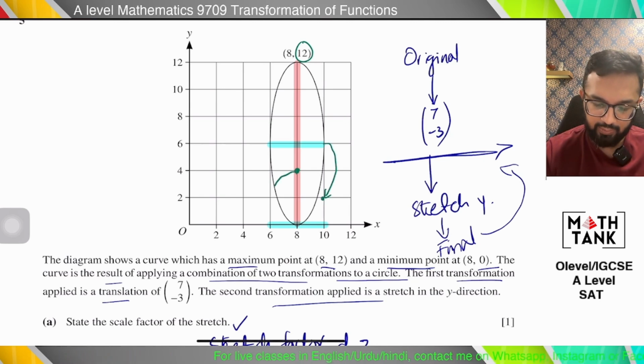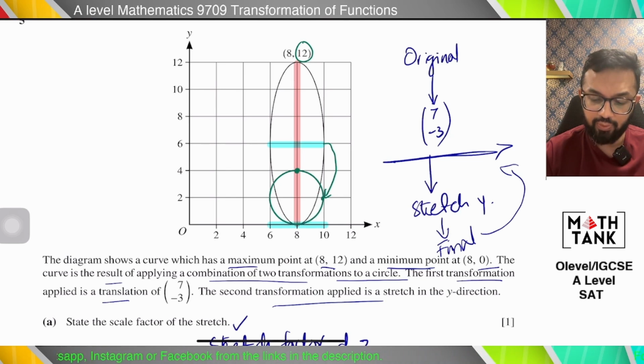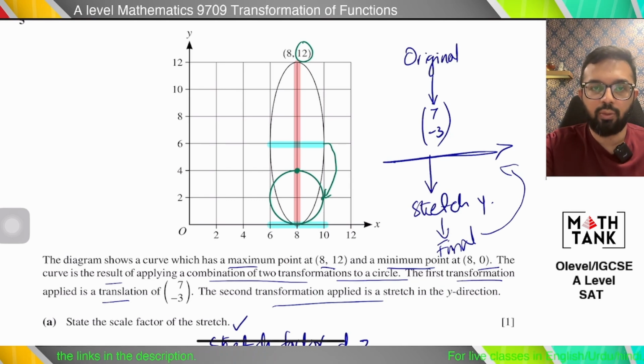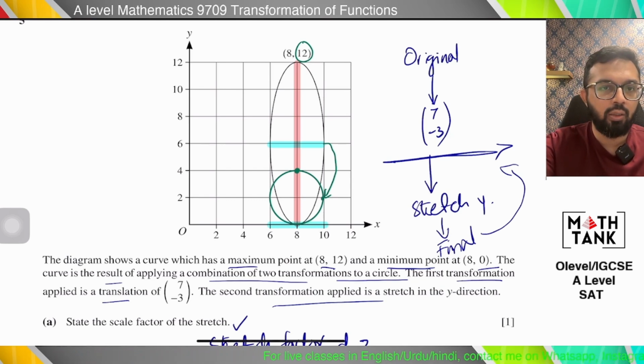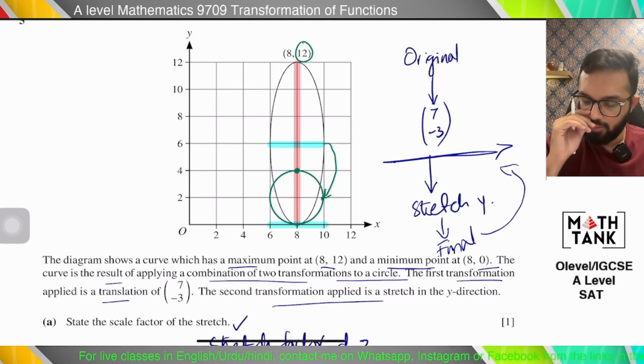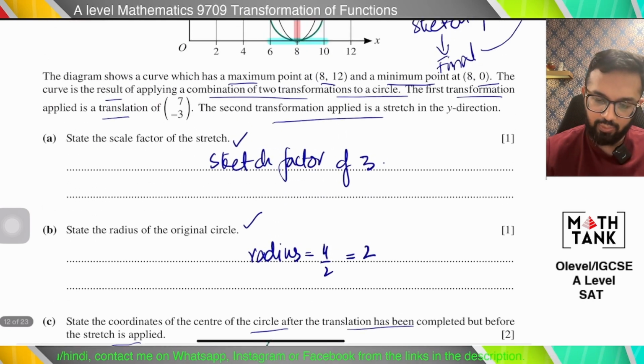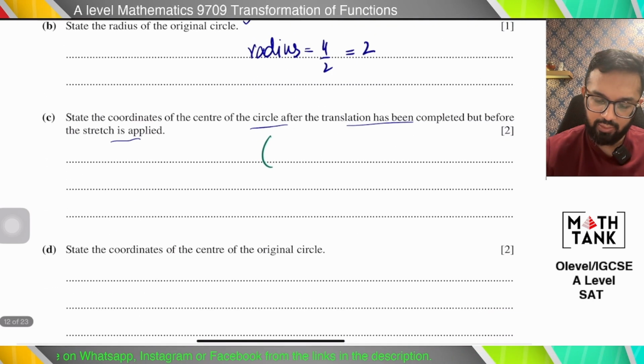So that's the circle that was there after the translation, but before the stretch was applied. And this looks like a reasonable thing to have. Okay, so what's the coordinate? The coordinate is 8 comma 2.